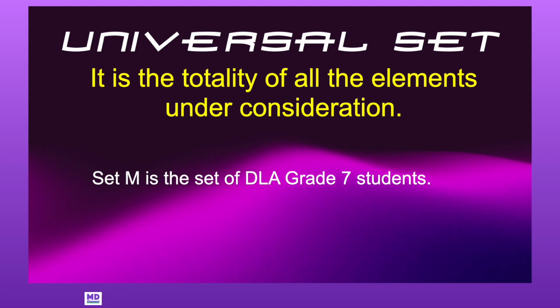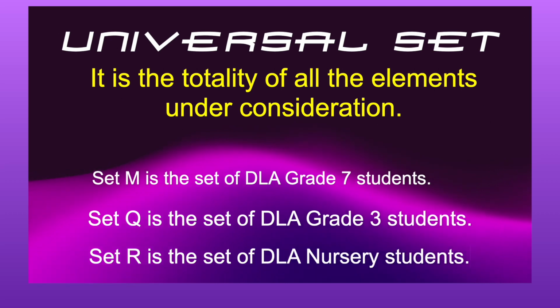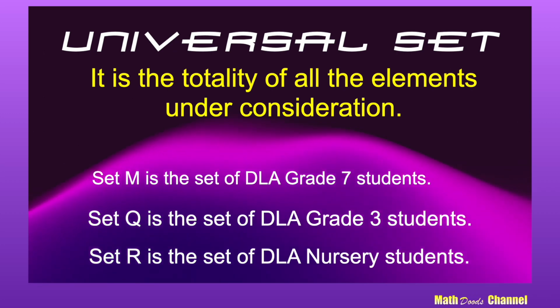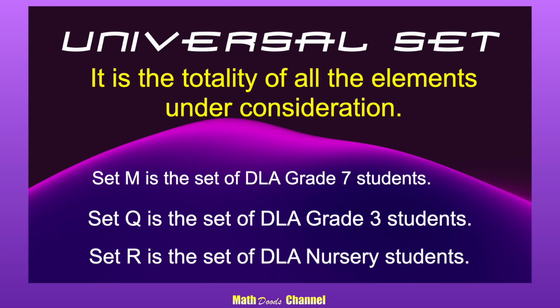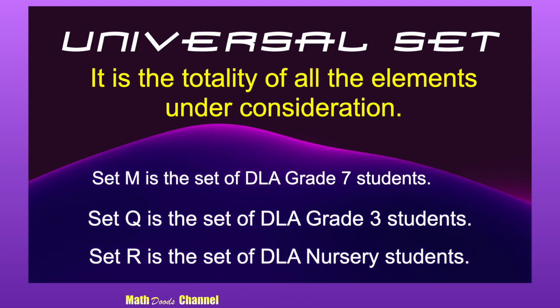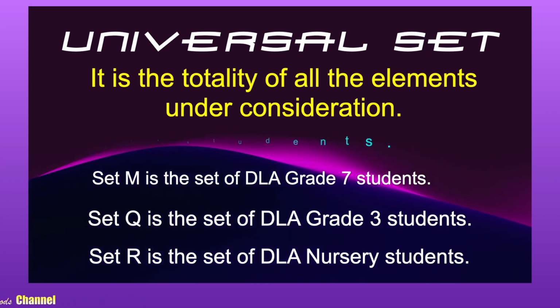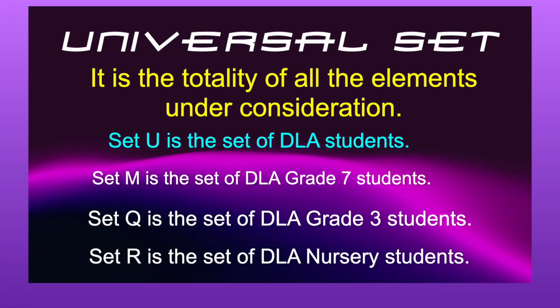Set M is the set of DLA grade 7 students. Set Q is the set of DLA grade 3 students. And set R is the set of DLA nursery students. So what do you think is our universal set? So the universal set is the set of DLA students. So set U is the set of DLA students.